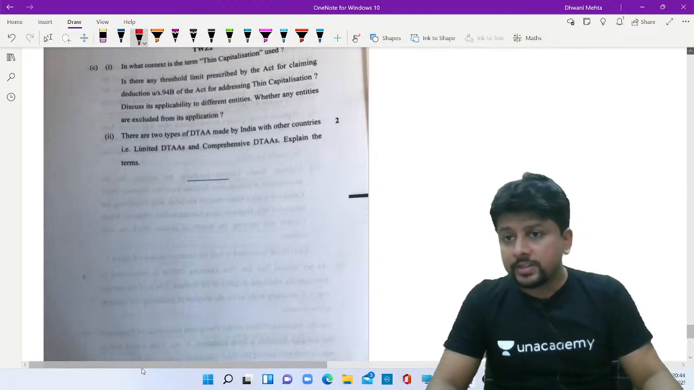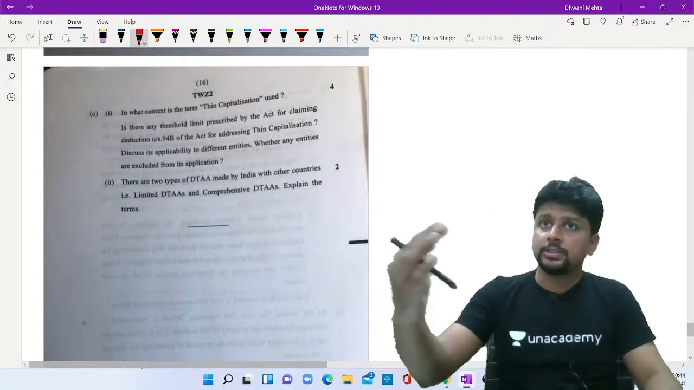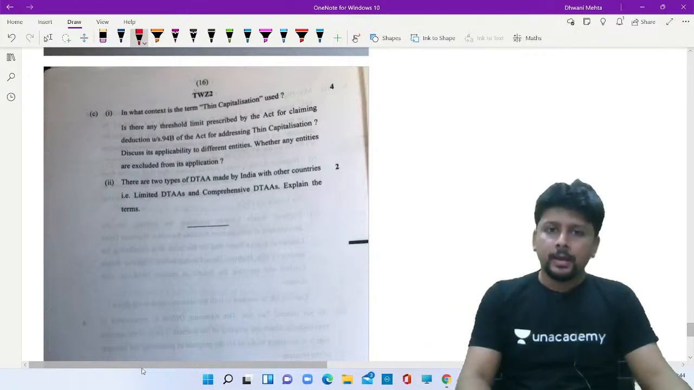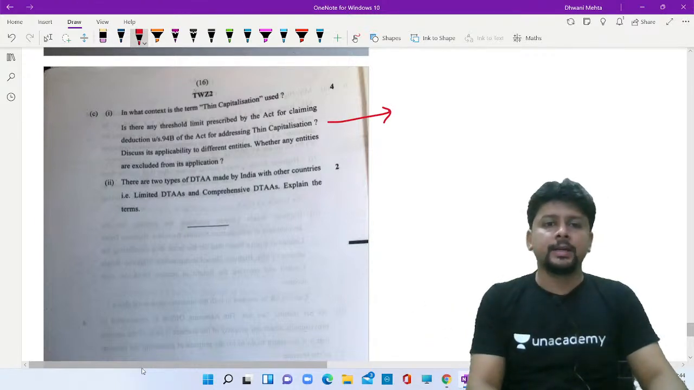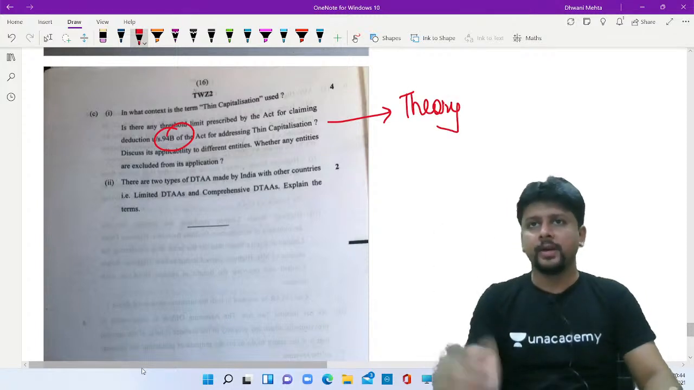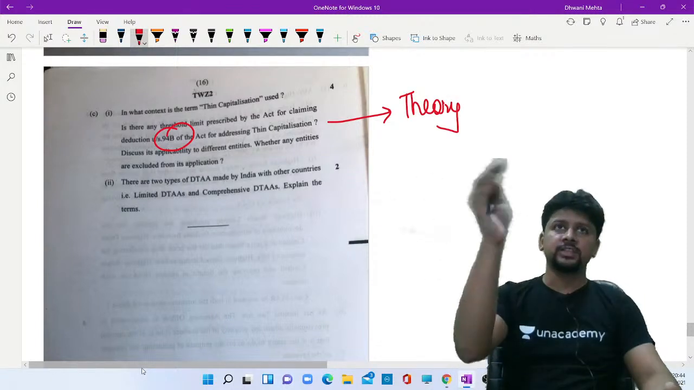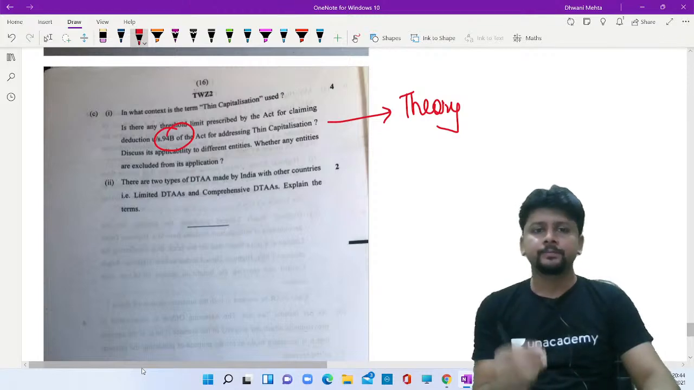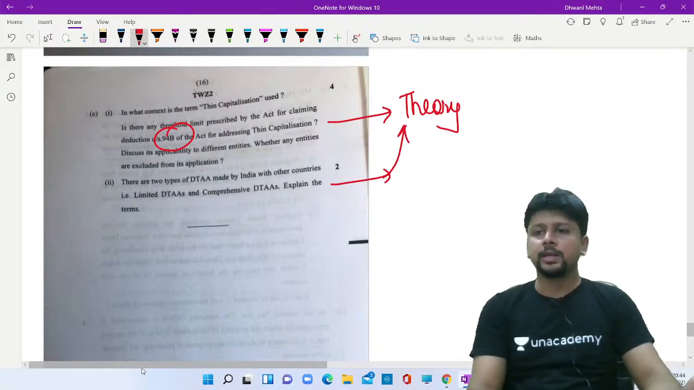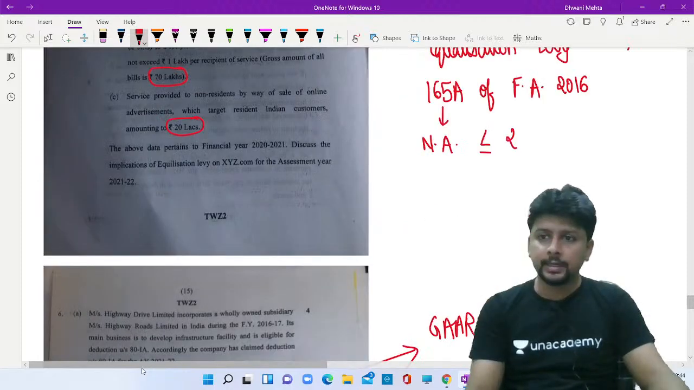Question 6 was the lengthiest question. It had 4 parts. You had to write 4 solutions. Part C, thin capitalization, section 94B. Again, theory question. You had to quote section 94B. You had to first explain what thin capitalization is. Then 2 types of DTAA. Again, the same thing, theory question. So question 6 was theory.